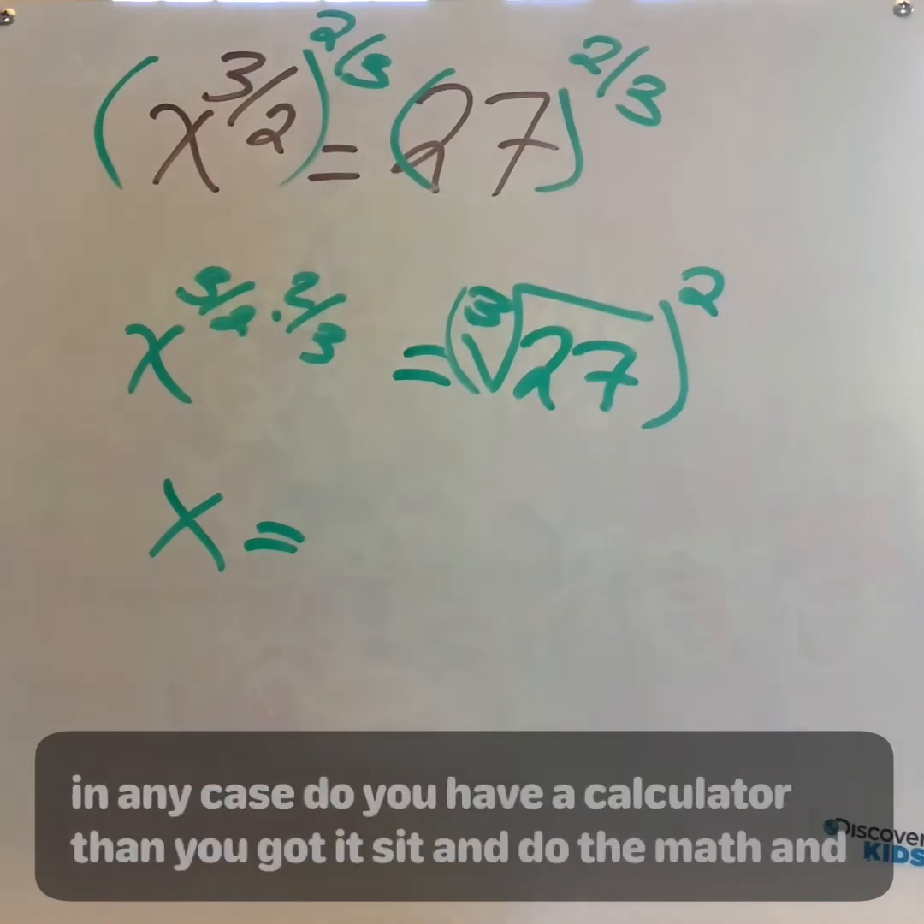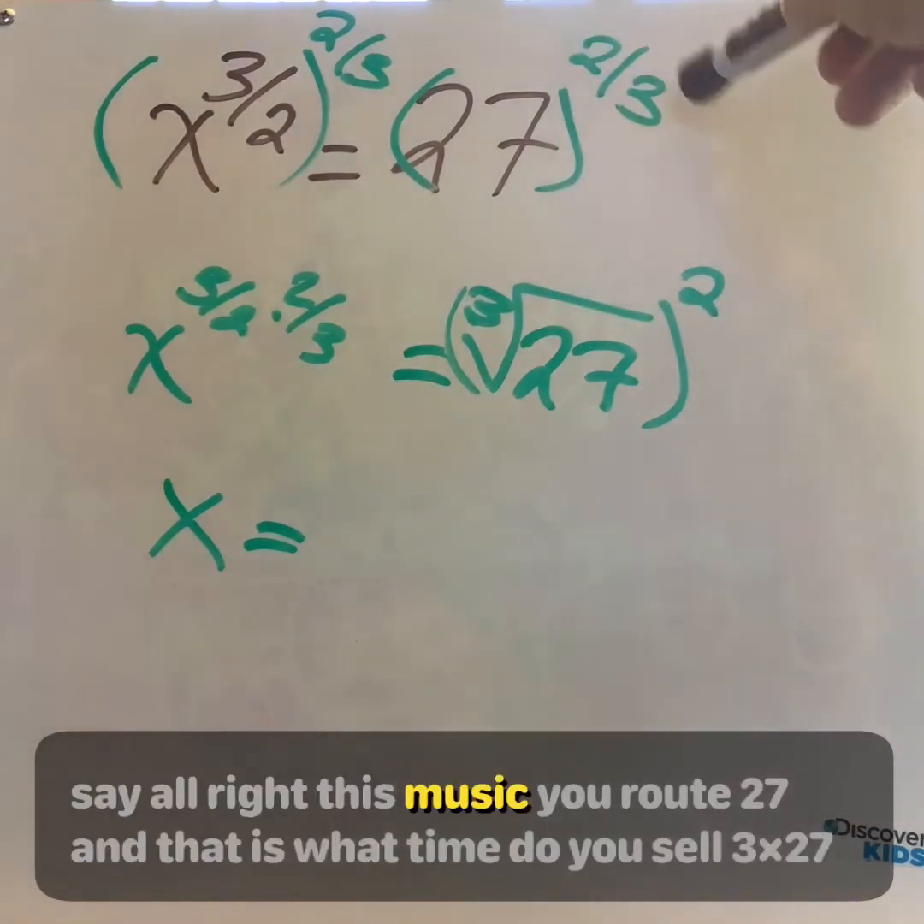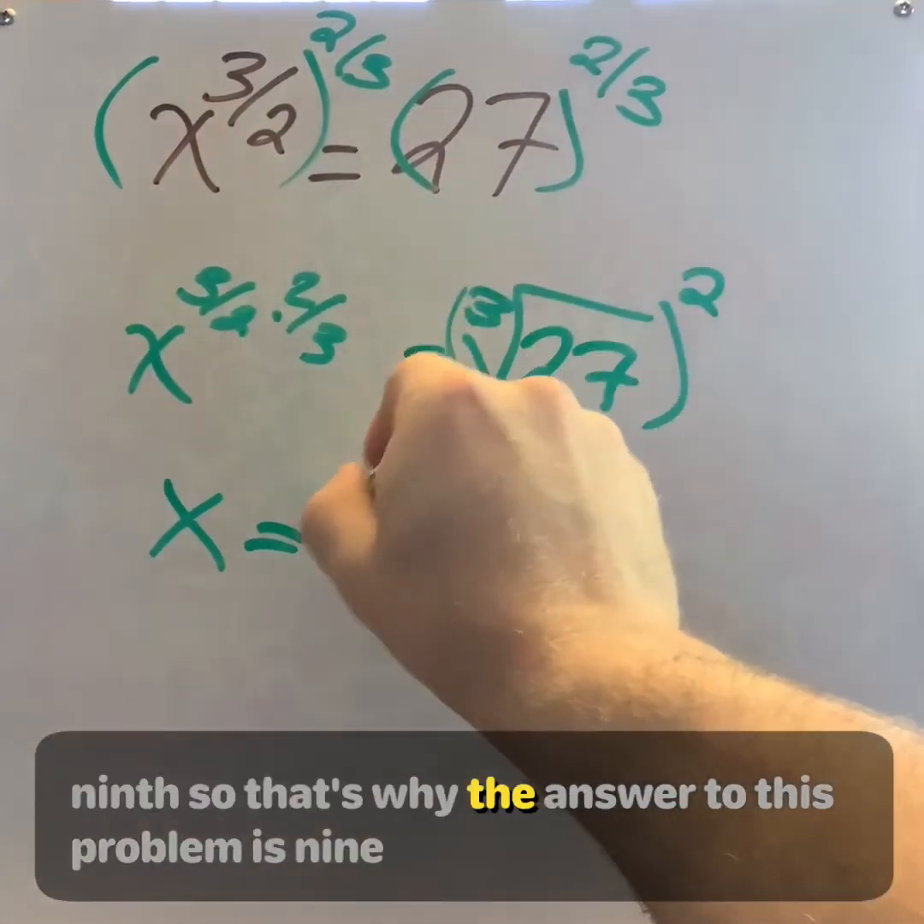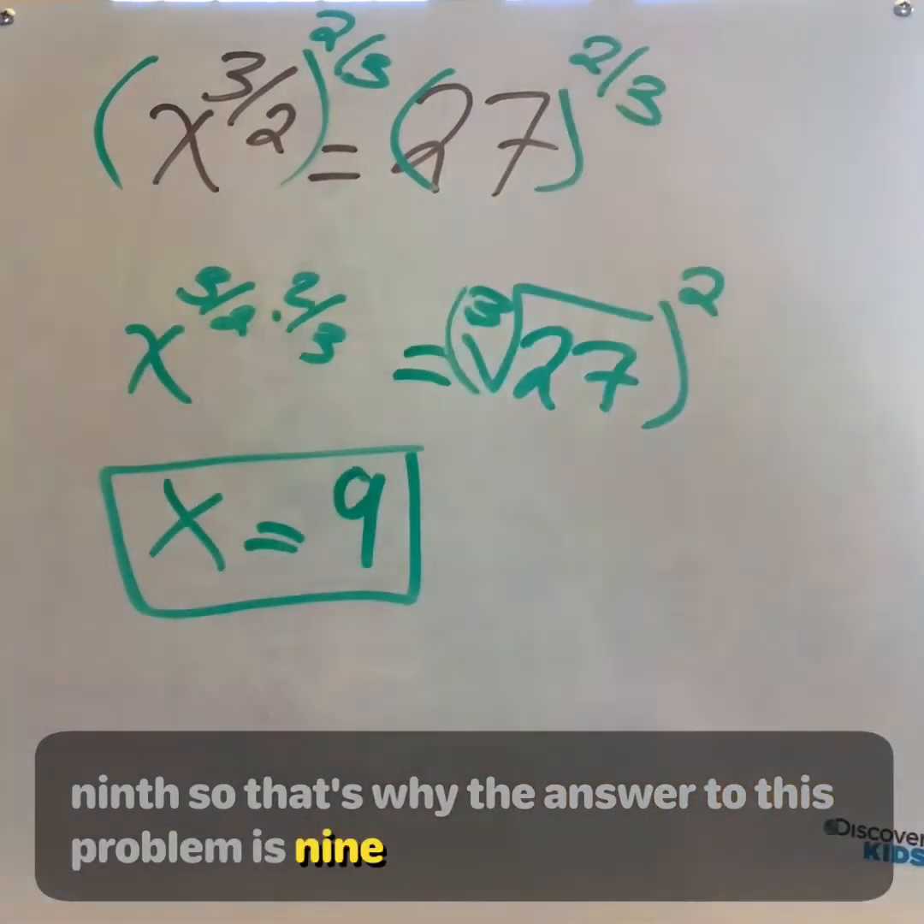In any case, if you don't have a calculator, then you have to sit and do the math and say, all right, this means the cube root of 27, and that means what times itself 3 times is 27, and that's 3. 3 times 3 times 3 is 27. And then you have to square it, and 3 squared is 9. So that's why the answer to this problem is 9.